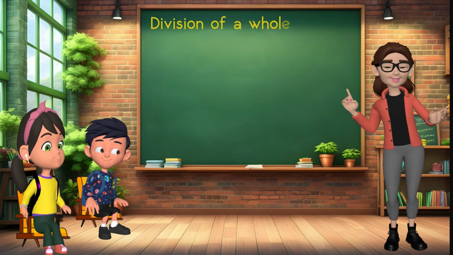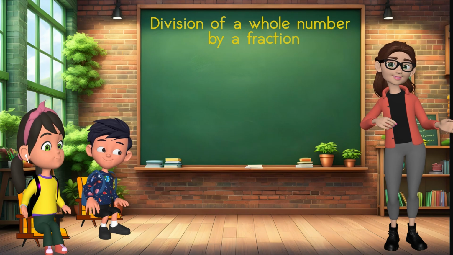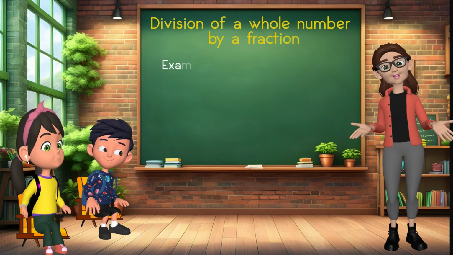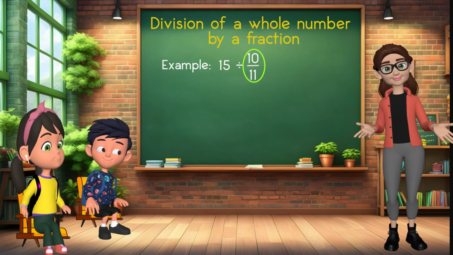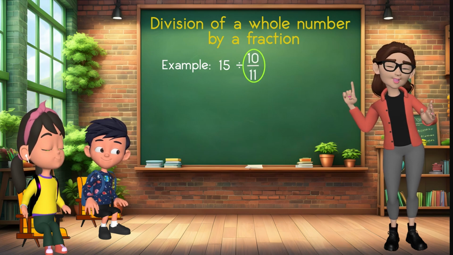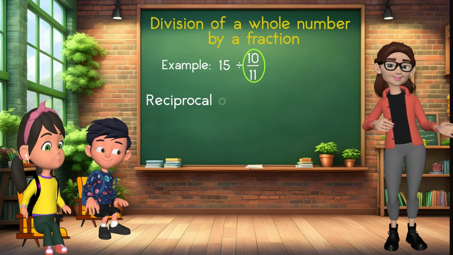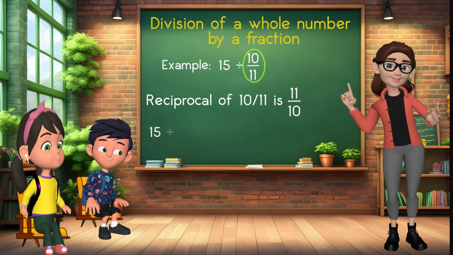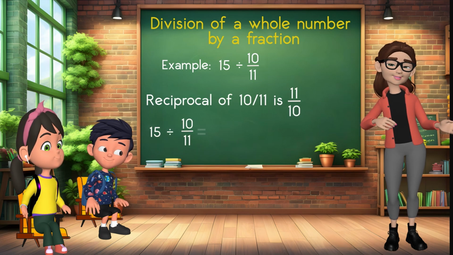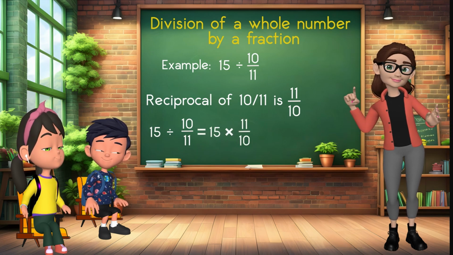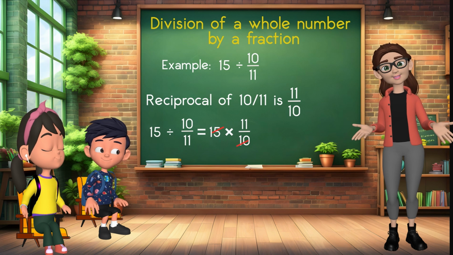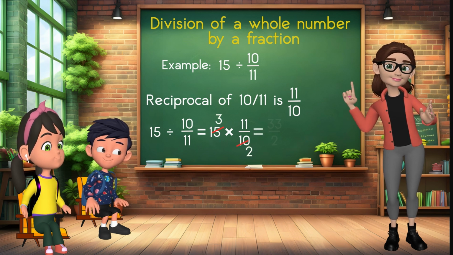Division of a whole number by a fraction. Example: Divide 15 by 10/11. First we need to find the reciprocal of 10/11. The reciprocal of 10/11 is 11/10. Now 15 divided by 10/11 is equal to 15 multiplied by 11/10. After simplification, we get 33/2.